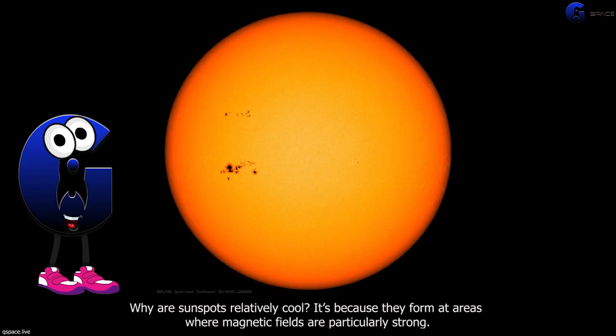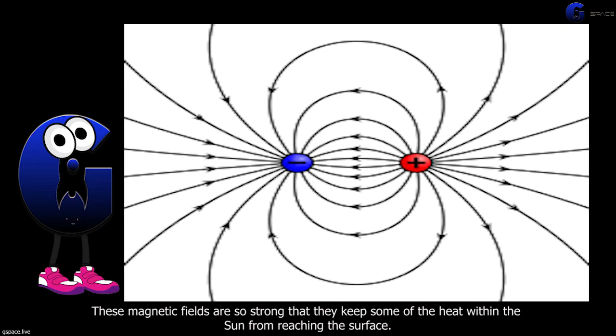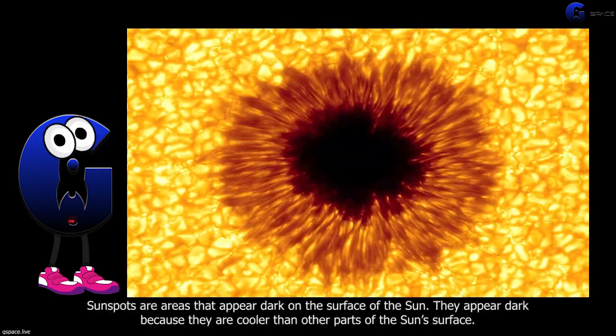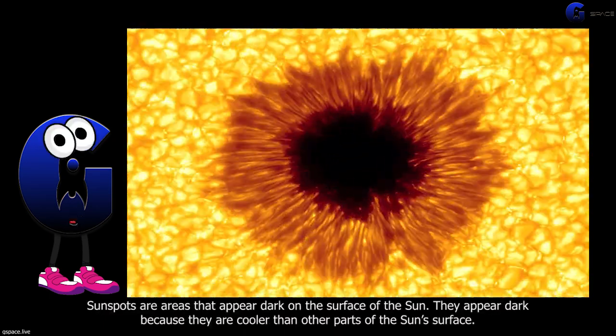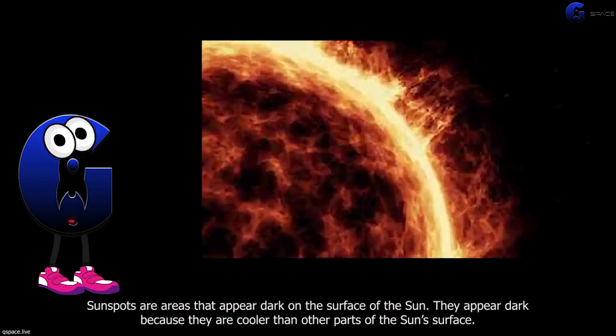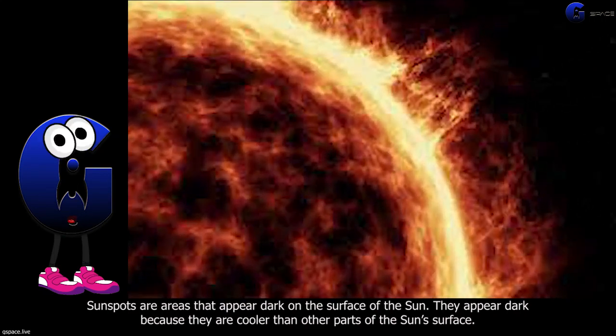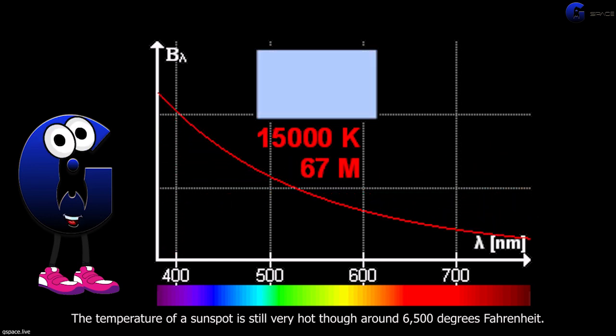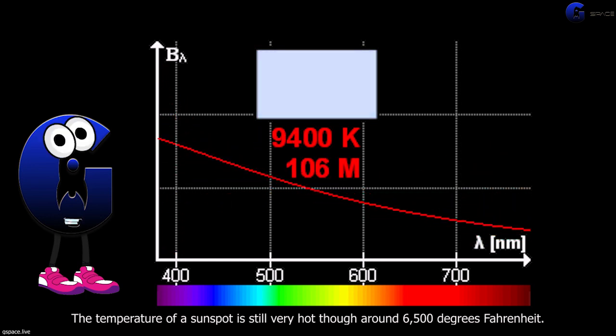Sunspots. Why are sunspots relatively cool? It's because they form at areas where magnetic fields are particularly strong. These magnetic fields are so strong that they keep some of the heat within the sun from reaching the surface. Sunspots are areas that appear dark on the surface of the sun. They appear dark because they are cooler than other parts of the sun's surface. The temperature of a sunspot is still very hot though, around 6,500 degrees Fahrenheit.